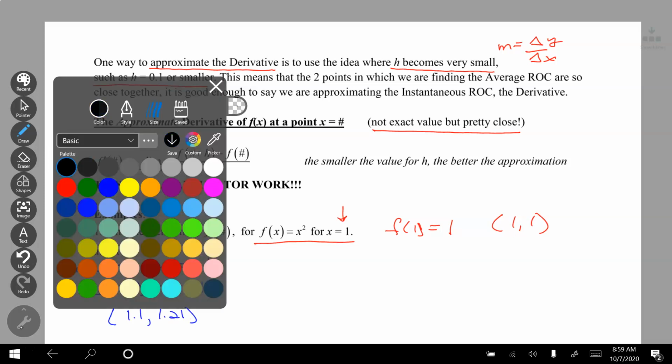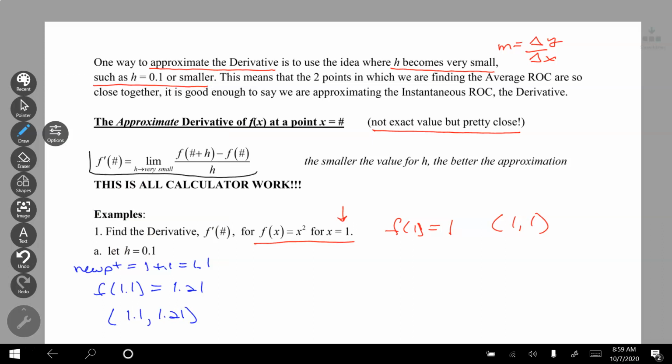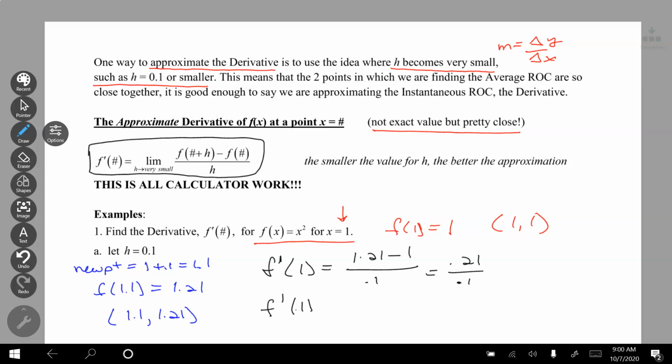So what I want to do, here's my formula right here. It says f prime of a number. My number I'm using is 1, which is equal to the second point minus the first point, so 1.21 minus 1 over the h value of 0.1, which is 0.21 over 0.1. So I get f prime of 1 is about 2.1. It's not exactly 2.1 because I didn't use just 1 point. I had to use 2 points, but it's pretty darn close.